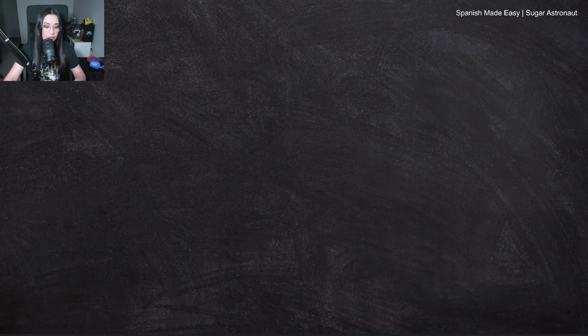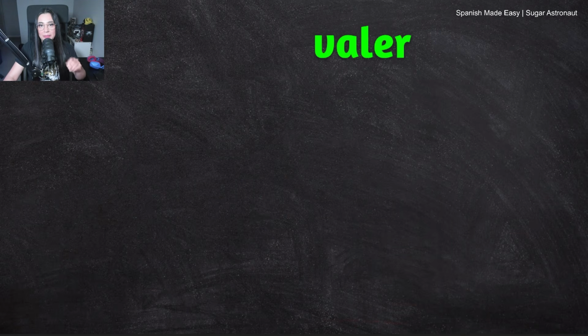Today we are going to talk about the verb valer. Valer. Remember, the V sound is similar to B as in bell in English. Valer, valer. This is a common Spanish verb that can be used in different situations. And of course, we will go over 3 different situations where you can use the verb valer. But first, let's see what this verb is about.